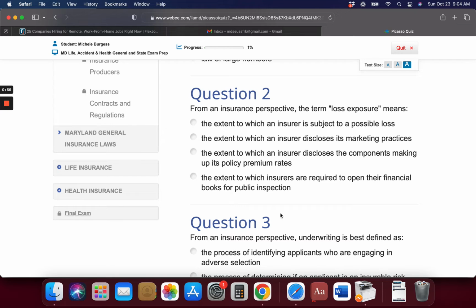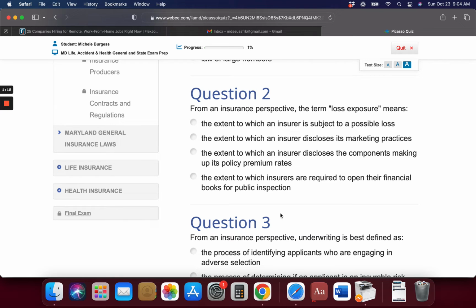All right, from an insurance perspective, the term loss exposure means: the extent to which an insurer is subject to possible loss; the extent to which an insurer discloses marketing practices; the extent to which insurers are required to open their financial books; the extent to which an insurer discloses the components making up its policy premium rates.